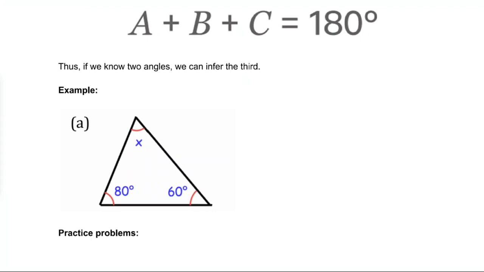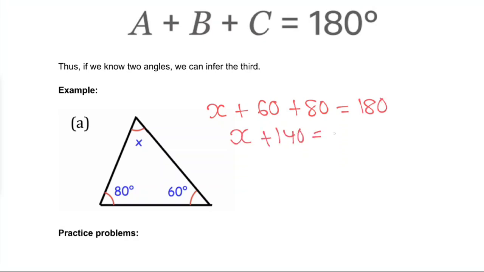So take this example. We've got three angles. You've got your first, which is x, you've got your second, which is 60, and you've got your third, which is 80. And we know that A plus B plus C, all of our angles, are going to be equal to 180 degrees. So that's x plus 140 is equal to 180. That means that x is equal to 40. Don't forget your units, 40 degrees.